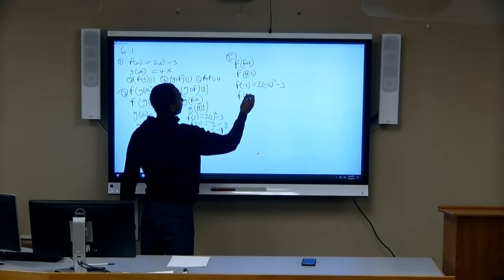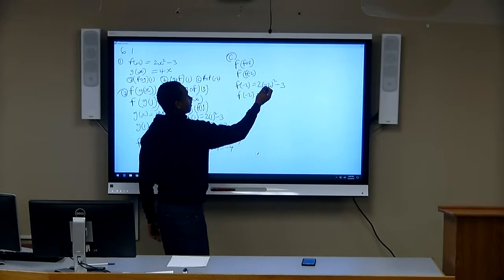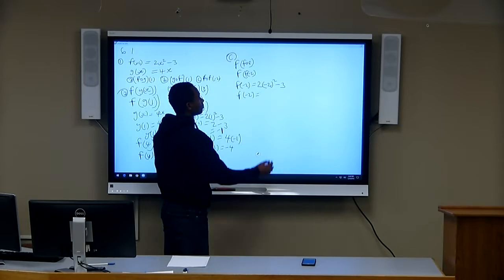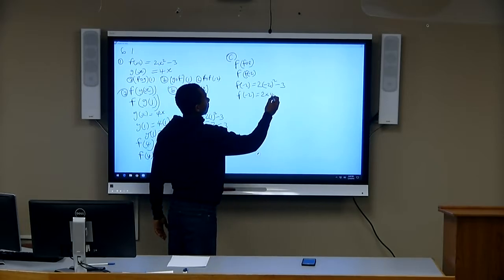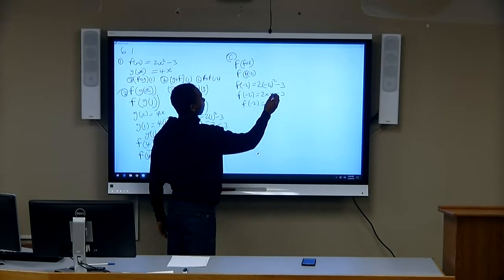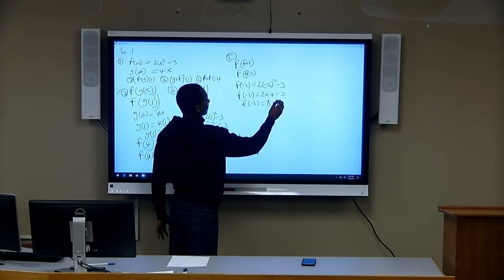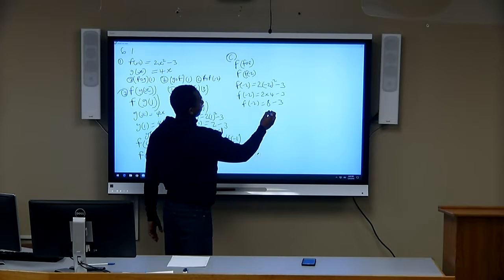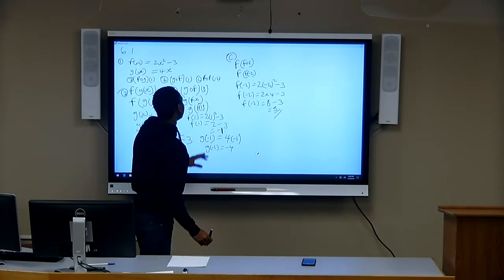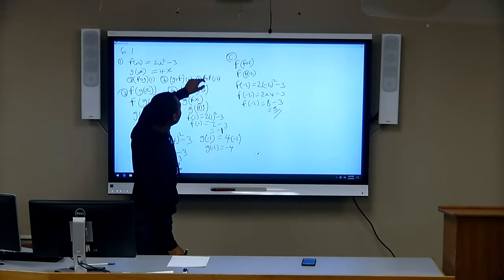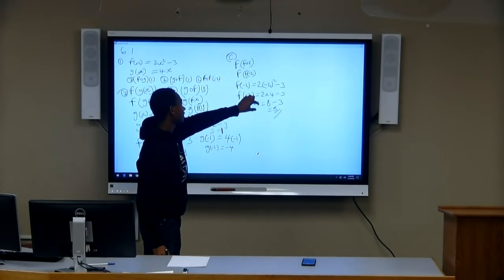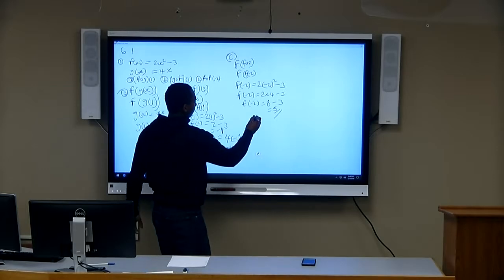So f of negative 2 is equal to 2 times negative 2 squared minus 3. Negative 2 squared is negative 2 times negative 2, which is positive 4. So it's going to be 2 times 4 minus 3. 2 times 4 is 8, and 8 minus 3 is 5. So f of negative 2 is equal to 5.